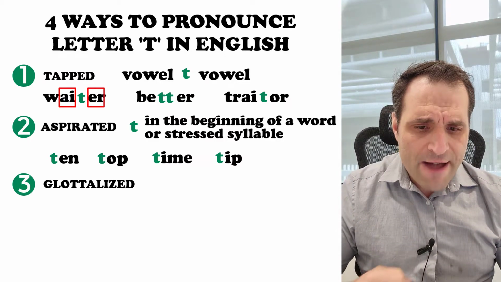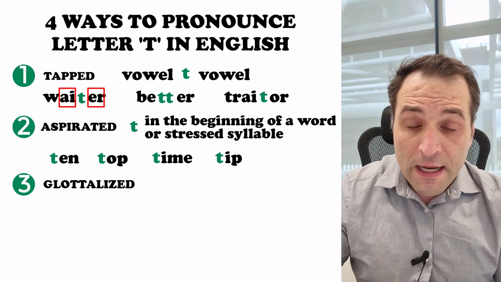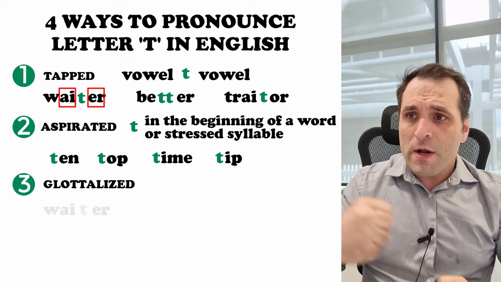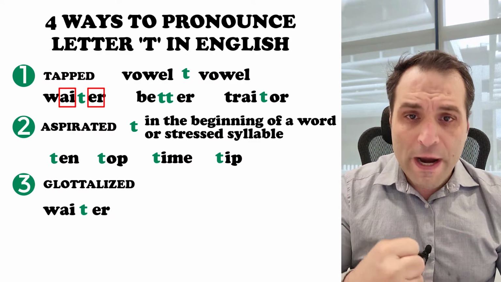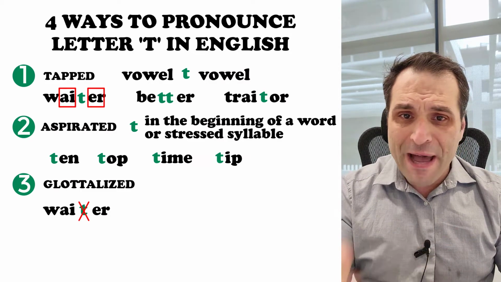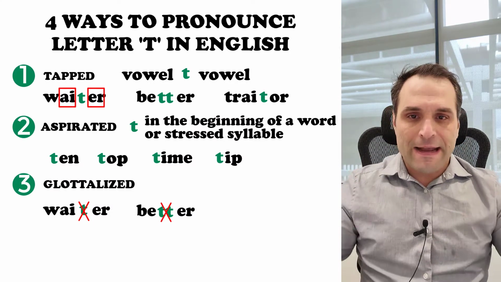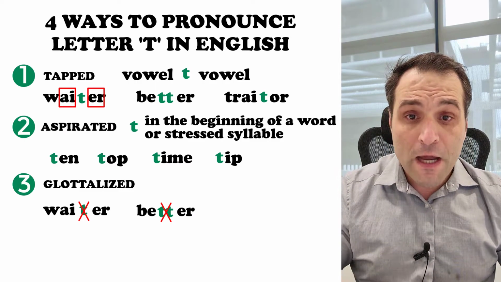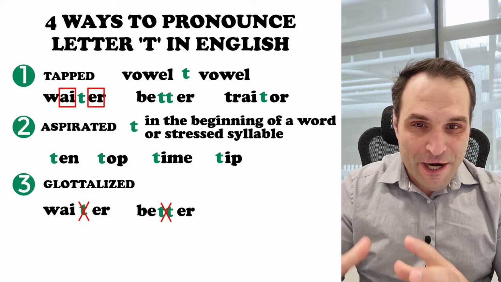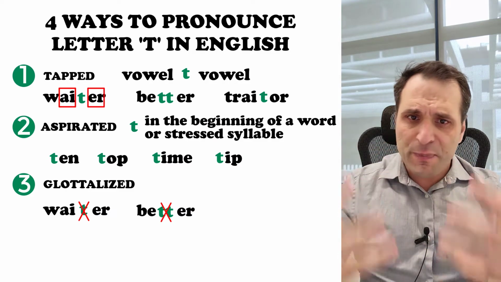So we have Irish people, Scottish people, some regions in Britain that actually pronounce the letter T as a glottal stop. So expect to hear wai-er, not waiter. They don't say better, they say be-er, right? So let's imagine a sentence. If you say, what about that waiter? You're not going to hear that from those people, right? You're going to hear, what about that wai-er? See, they speak like that.